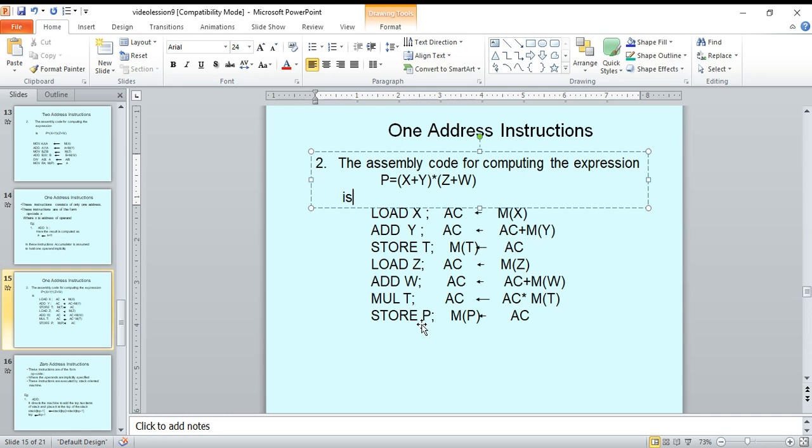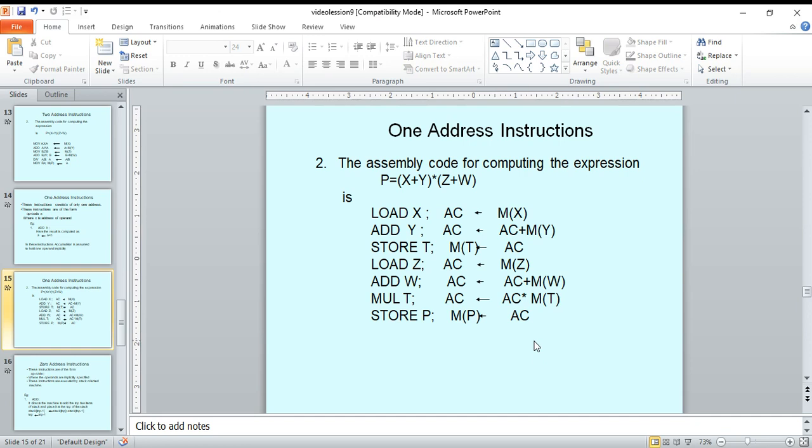So here M of P, the memory location, holds the result of this entire operation. This is nothing but a one address instruction.